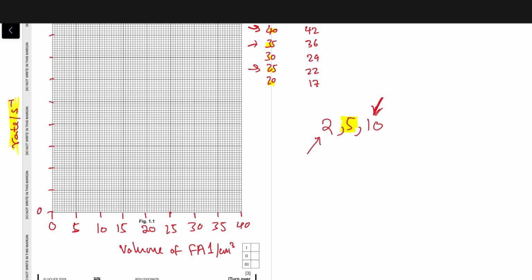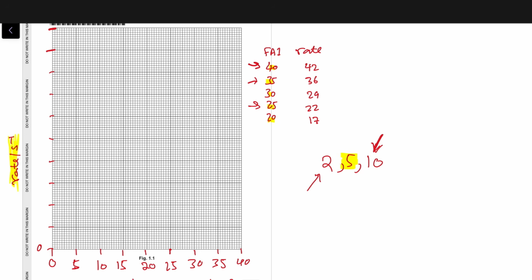Perfect. And on here we could have the same as well: 5, 10, 15, 20, 25, 30, 35, 40, 45, 50. Okay? Now we just have to plot these coordinates essentially.